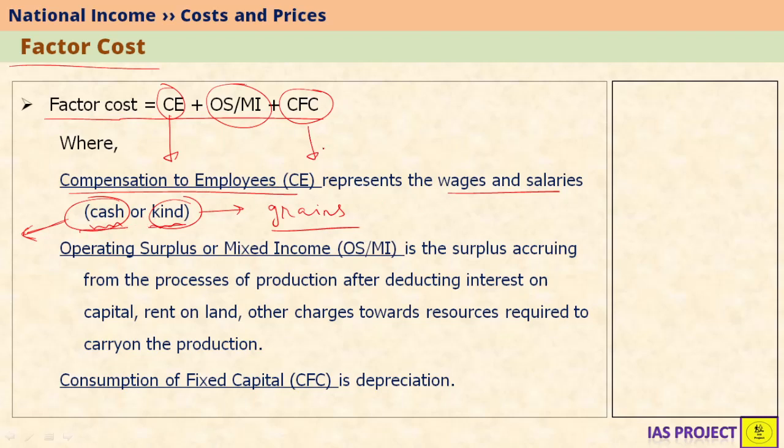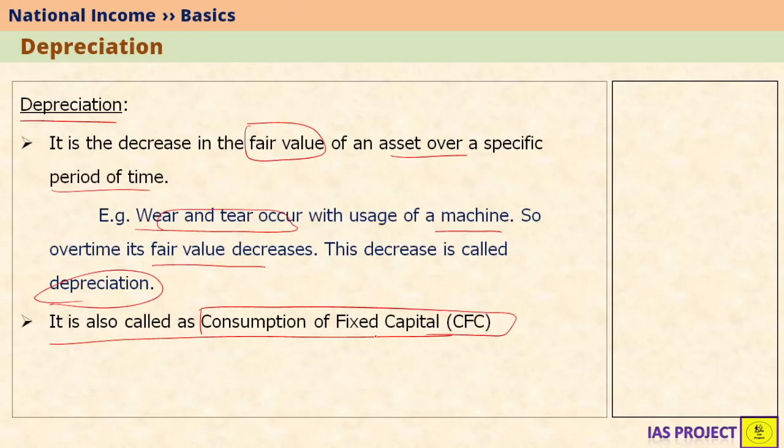The third term here is CFC. CFC means consumption of fixed capital, which is also nothing but depreciation. We have already seen the meaning of depreciation in the last slide. That is, depreciation is nothing but a decrease in the fair value of asset. We must note that all capital assets depreciate over time.